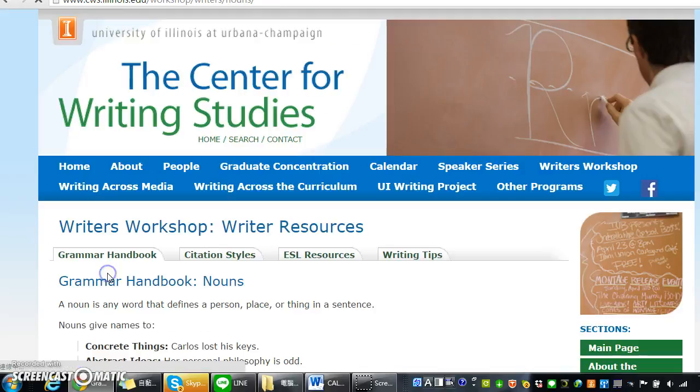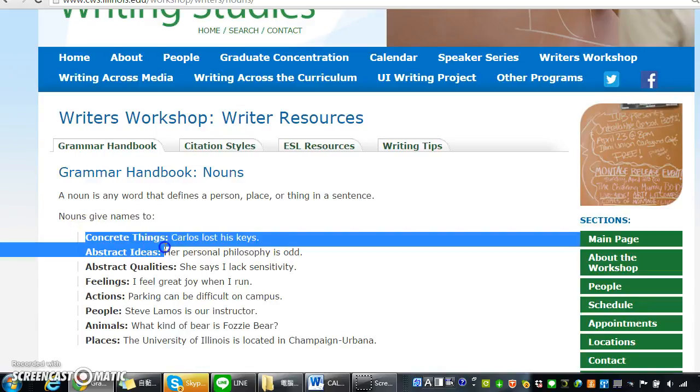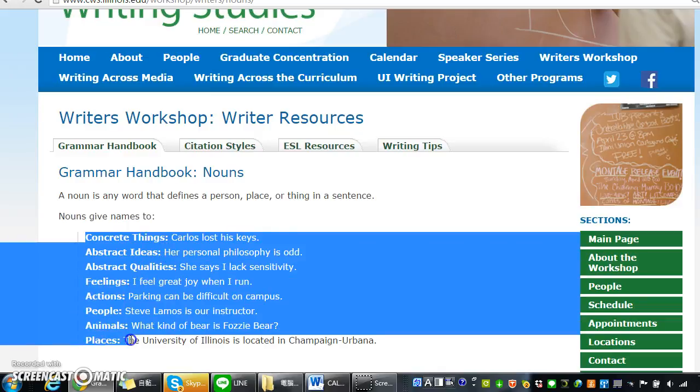First, the nouns. It gives you some general introduction of this category, like nouns including concrete things, abstract ideas, abstract qualities, feelings, actions, people, animals, and places.